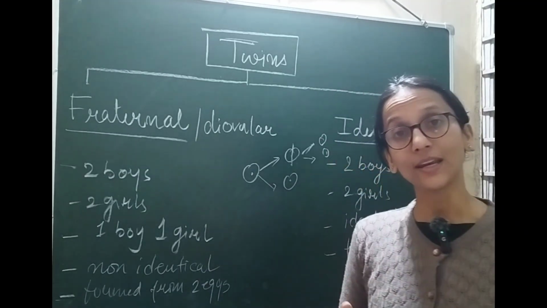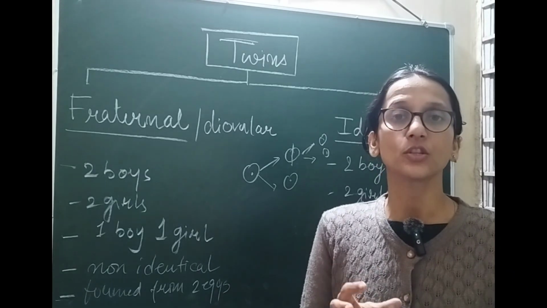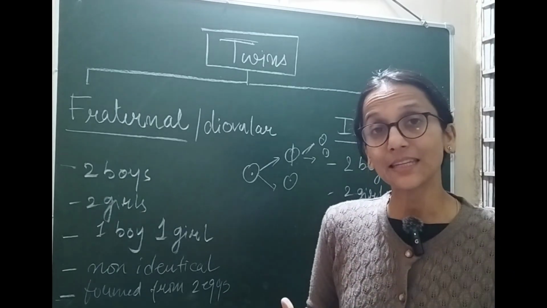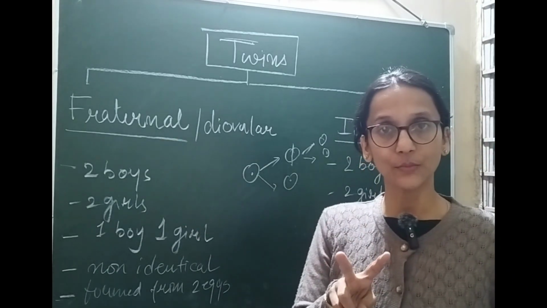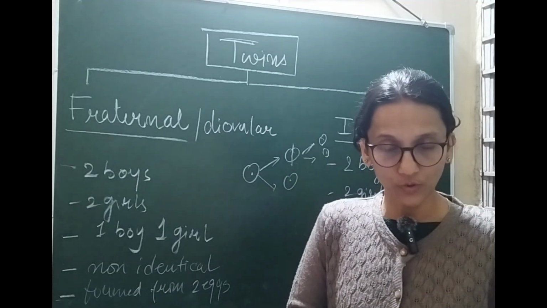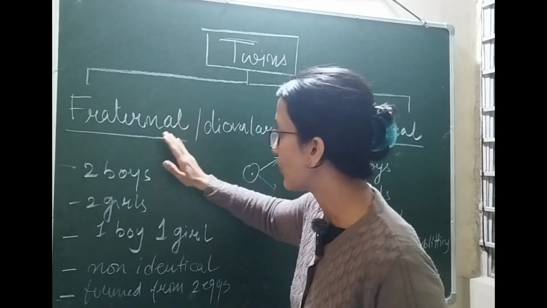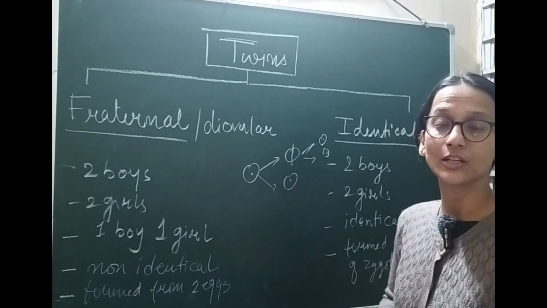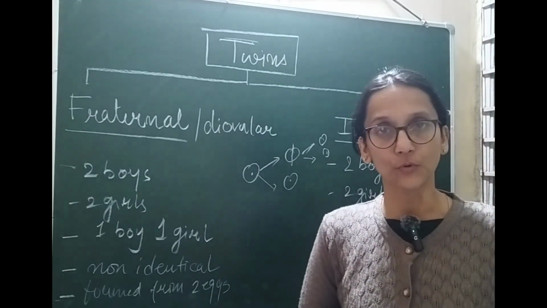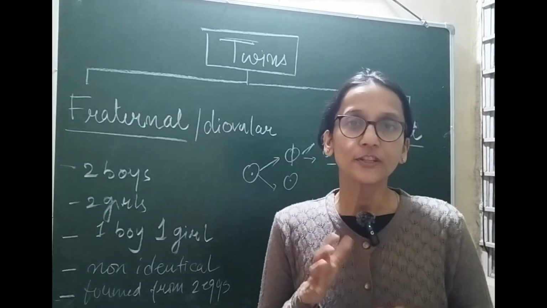Another condition is where there are four kids produced, and that condition is called quadruplet. This can happen when there are two fraternal twins and they split again to produce four, or it can happen between one fraternal and one identical twin that again split to produce four kids. With this, we finish this chapter.